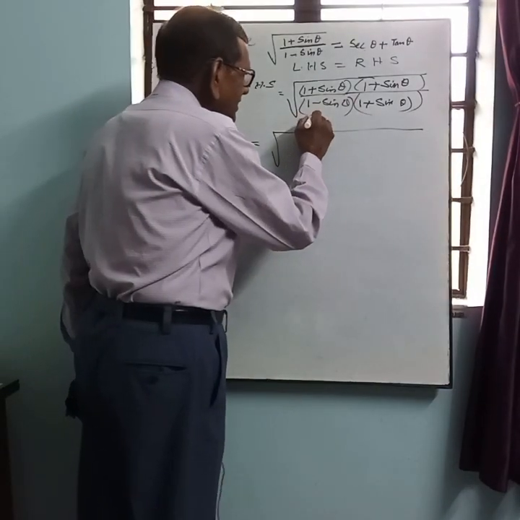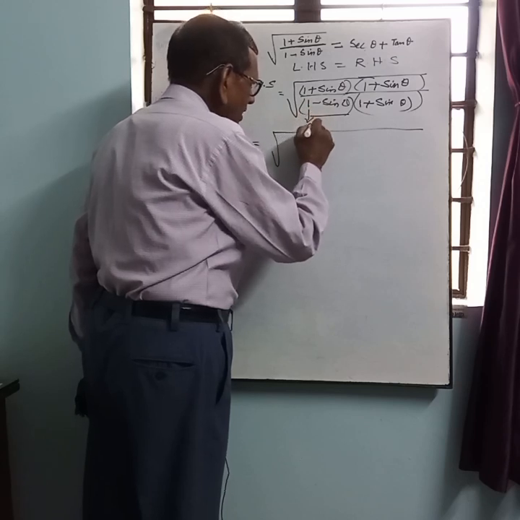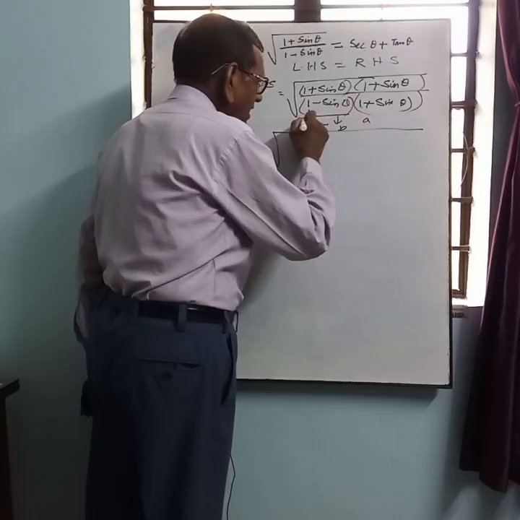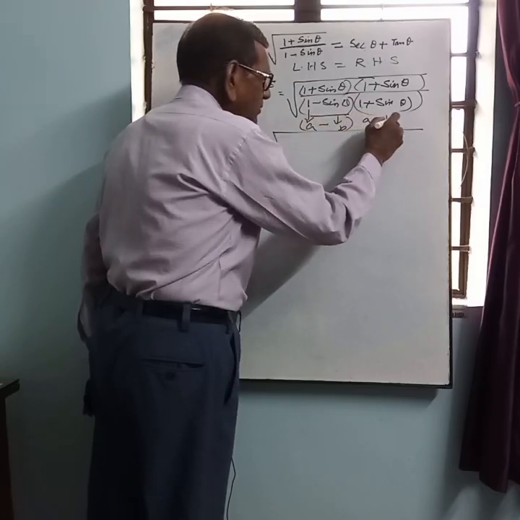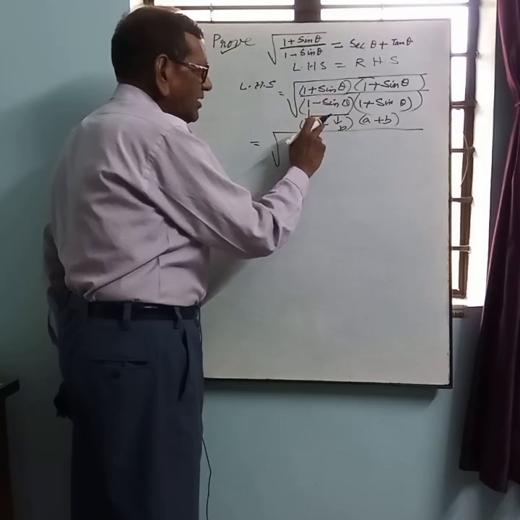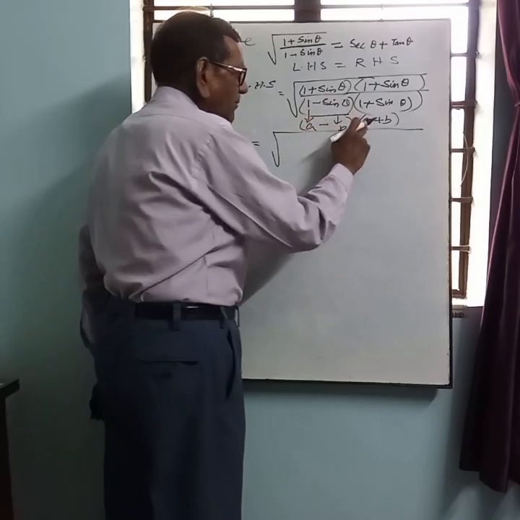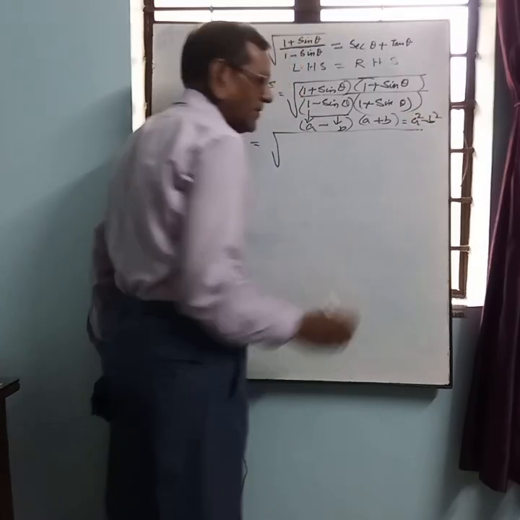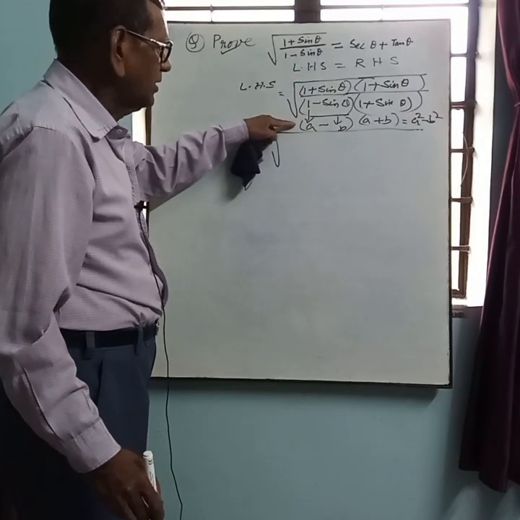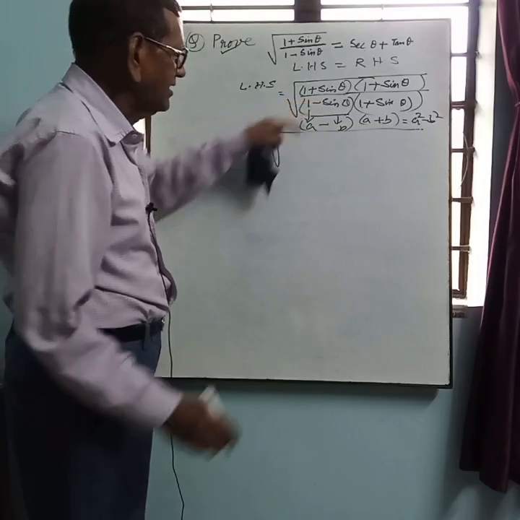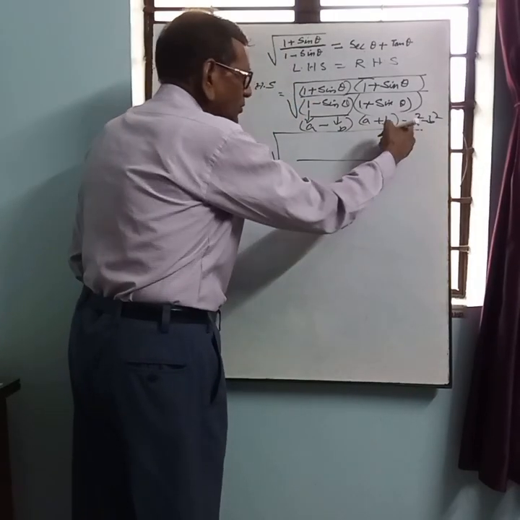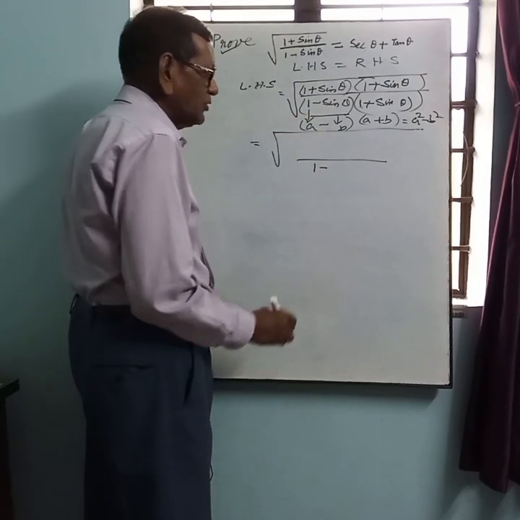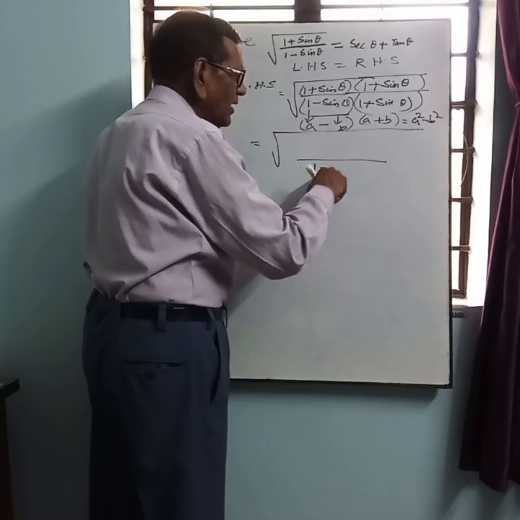Here you see, suppose this is A minus B, and this is again A plus B multiplied. You know this identity: A minus B times A plus B is equal to A square minus B square. This is an important relationship. With this help, we can write the denominator first: A square minus B square. 1 square is always 1, minus B square.